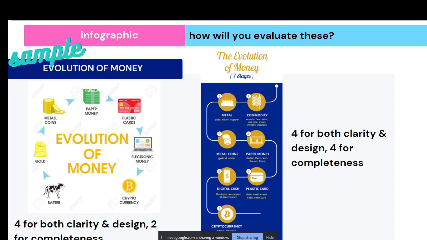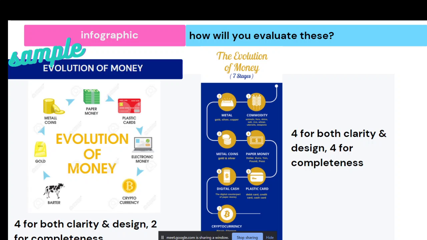Clear yung design natin, pero two for completeness kapag tinitingnan natin yung rubric kasi kulang yung details. So sana merong sort of additional details sa gold, may wrong spelling pa. Instead of metal coins with two Ls, it should be one L lang. And so this is the way in which you could judge your infographic.